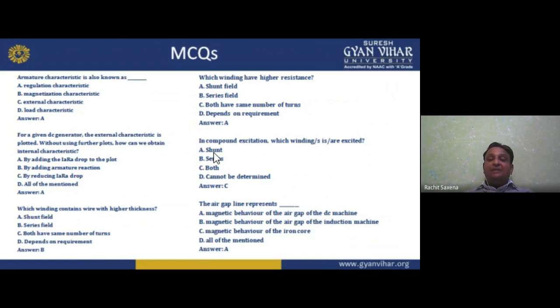The air gap line represents the magnetic behavior of the air gap of the DC machine, the air gap of the induction machine, the magnetic behavior of the iron core, or all of them mentioned. So what are we studying? We are studying the DC machine. So the option is E. The magnetic behavior of the air gap of the DC machine. Okay, I hope you understand.